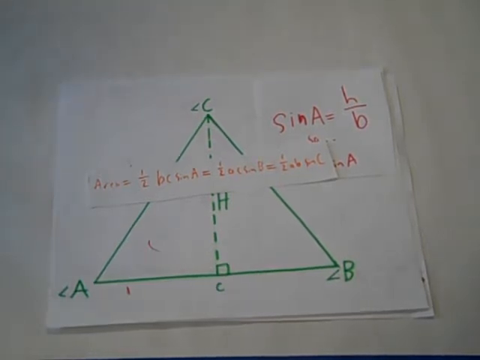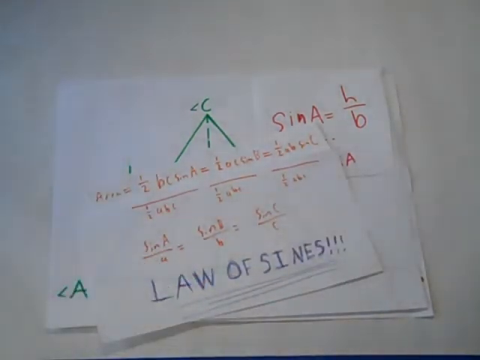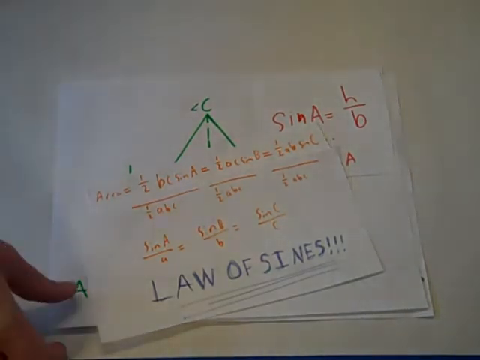Since each of these three equations is equal to the area of the triangle, they are all also equal to each other. So area equals 1/2 bc sine A is equal to 1/2 ac sine B is equal to 1/2 ab sine C. If we divide this equation by 1/2 abc, we are left with sine of A over a equals sine of B over b equals sine of C over c, the law of sines. Now let's try an example.